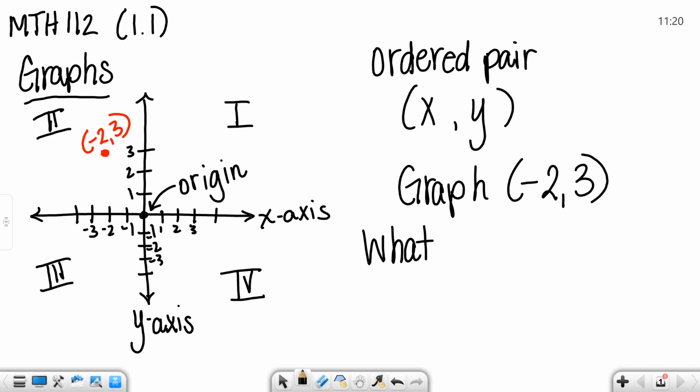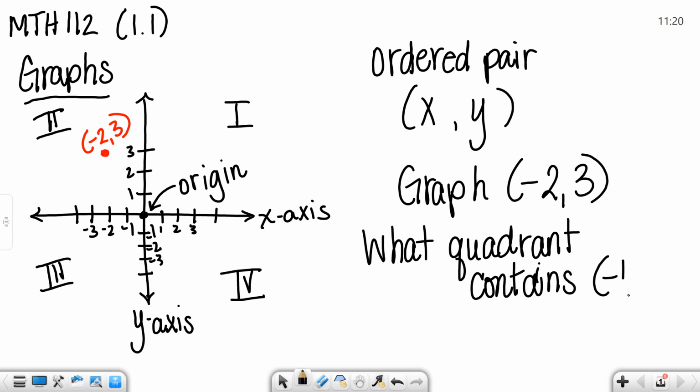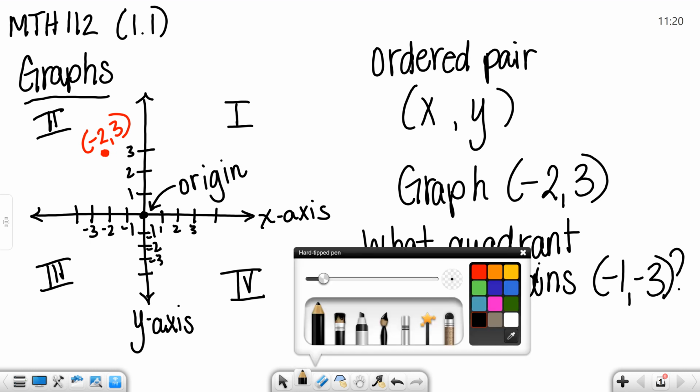Okay, and those Roman numerals are the names of the quadrants. So if I said what quadrant contains the ordered pair -1, -3. Well, I don't have that graphed, but I could graph it.